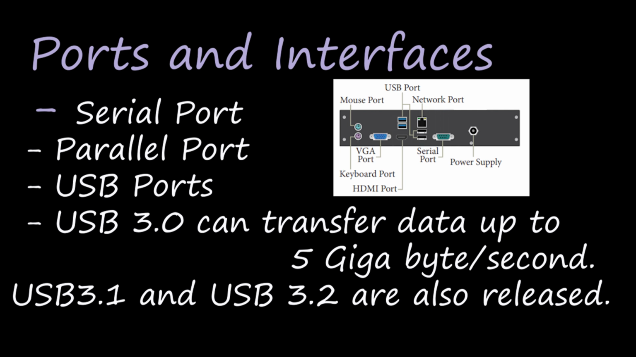Okay, the various types of ports are serial port, parallel port, USB port, USB 3.0, VGA connector, audio plugs, PS/2 port, SCSI port, and HDMI ports. So we are going to see what a serial port is first. A serial port is used to connect external devices, and it is found in old computers.